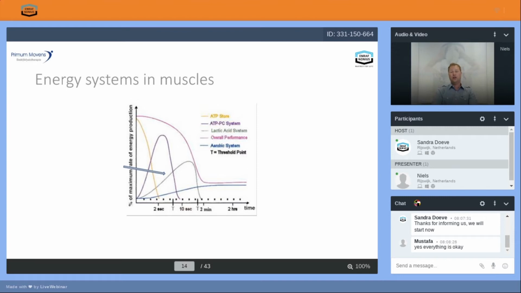It's often forgotten that when you start the movement, the aerobic system is already starting up, and a lot of physios are forgetting and are thinking that there's only one energy system that's providing all of the energy, and that's definitely not true. They're all providing energy up until certain levels, but one of the systems is most active at a certain moment in time. That's good to be aware of.